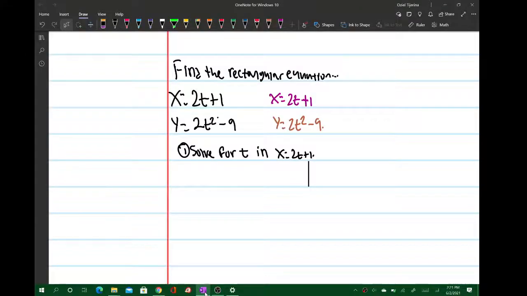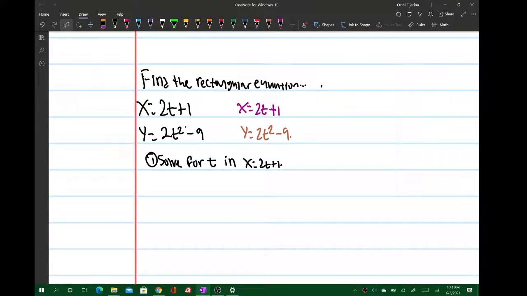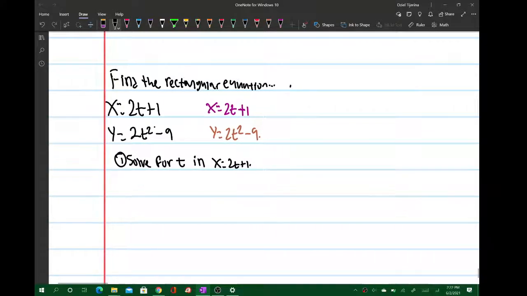In this video, what I want to do is this question here. It says find the rectangular equation given these two parametric equations. Now, I went ahead and color-coded the two parametric equations, x equals 2t plus 1, y equals 2t squared minus 9. And I wrote the first step.